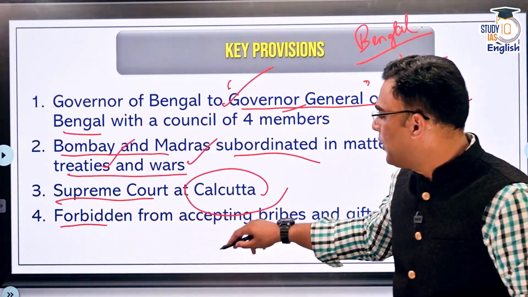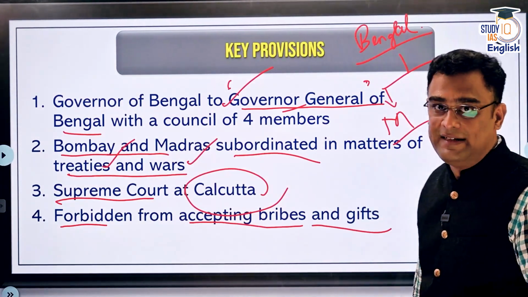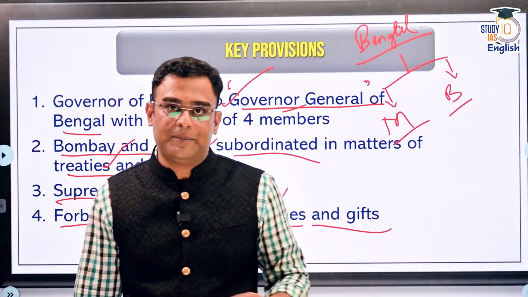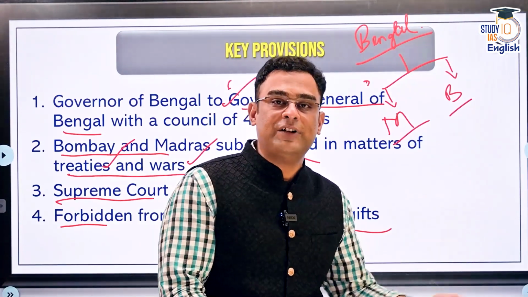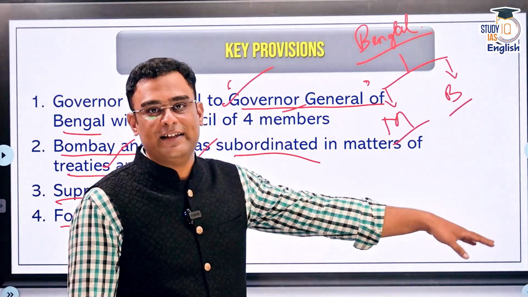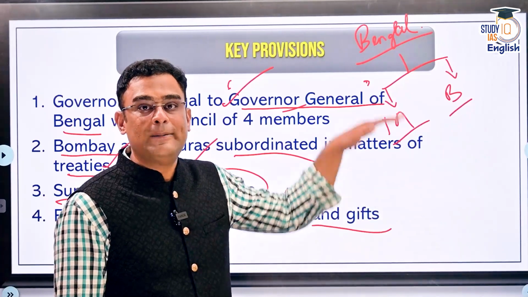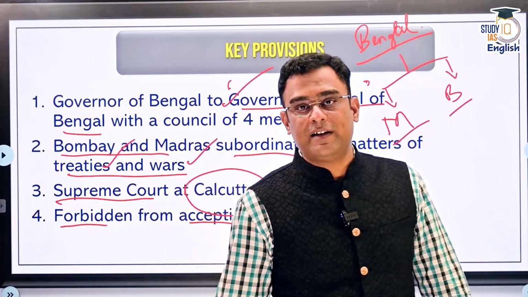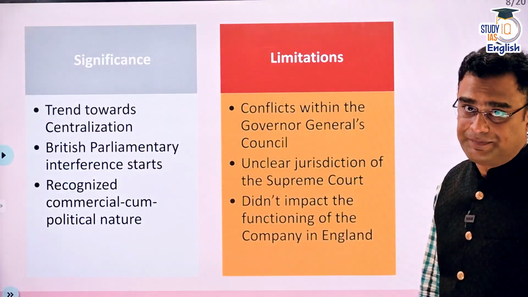Officials of the company were forbidden from accepting bribes and gifts from Indians. The officials of East India Company were not paid very well, and therefore they were always on a lookout for opportunities to quickly gain through bribes and gifts. And to control this, they were forbidden from doing so in this very act itself. Okay, so these are the key provisions regarding Regulating Act of 1773.